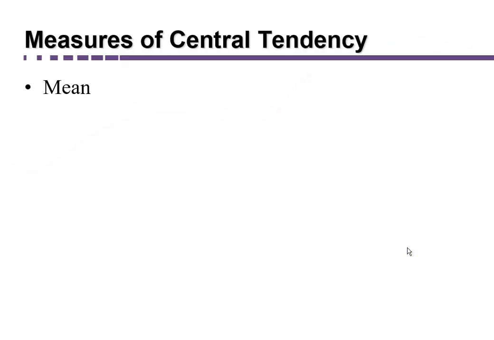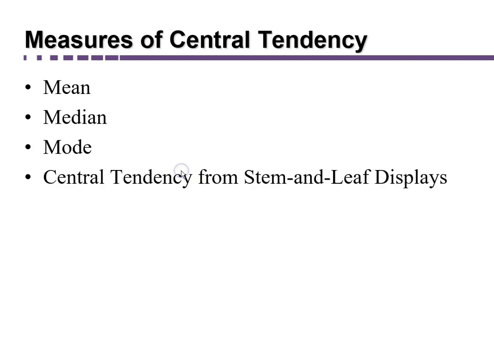Going into our last topic of Unit 4, Section 8, Measures of Central Tendency. We're going to look at some key terms, some that may be familiar to you: mean, median, mode, central tendency from stem and leaf display.